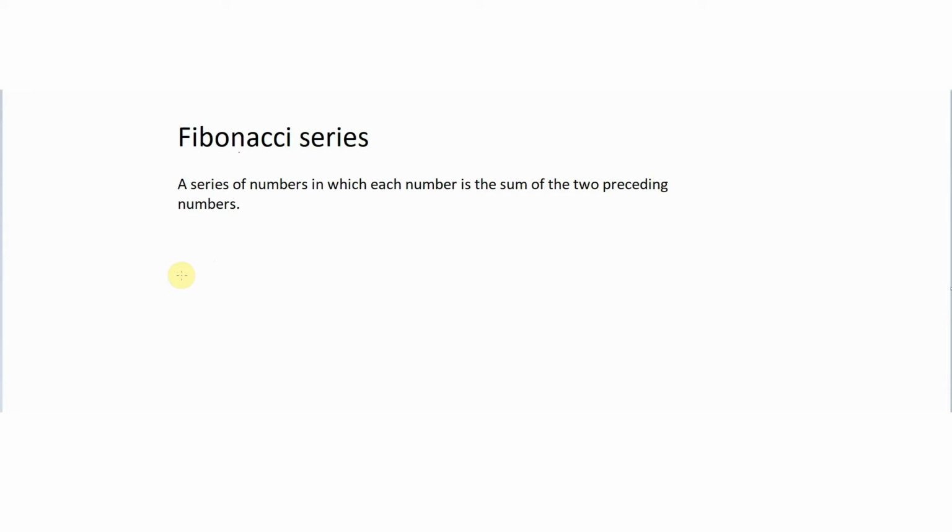So what is Fibonacci series? Fibonacci series is a series of numbers in which each number is the sum of the two preceding numbers. So what does it mean? Fibonacci series is just a series and it starts with 0 and the next element is always 1. So what about the next element? It's the sum of the two preceding numbers. So 0 plus 1 equals 1. So we got our next element as 1.